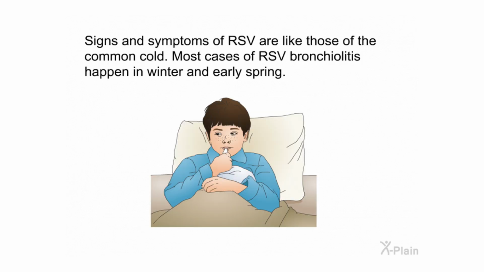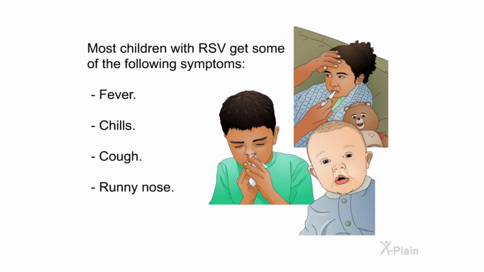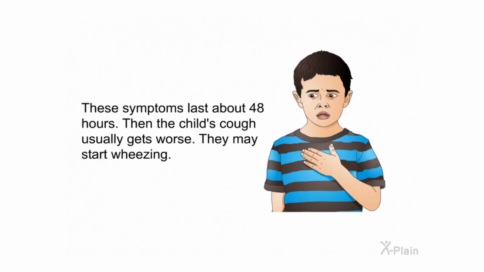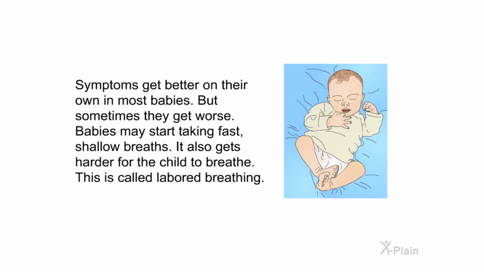Symptoms. Signs and symptoms of RSV are like those of the common cold. Most cases of RSV bronchiolitis happen in winter and early spring. Most children with RSV get some of the following symptoms: fever, chills, cough, runny nose. These symptoms last about 48 hours. Then the child's cough usually gets worse. They may start wheezing.